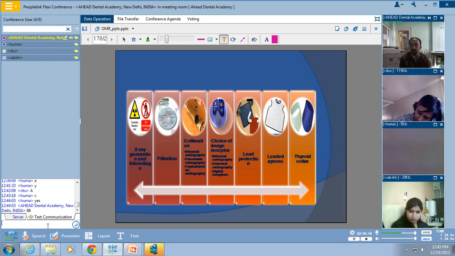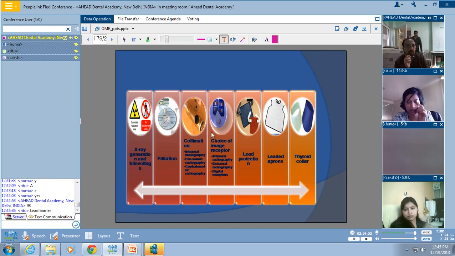I will repeat the values again. Thyroid collar causes a reduced patient exposure of 94%. Lead apron causes 98%. Collimation causes 60%, especially rectangular. Filter causes 35 to 40%. Is it clear? Should we go on to the next part? Lead barrier has no percentage as such, but it is just placed to ensure that no radiation passes through. There is no fixed percentage for the lead barrier.